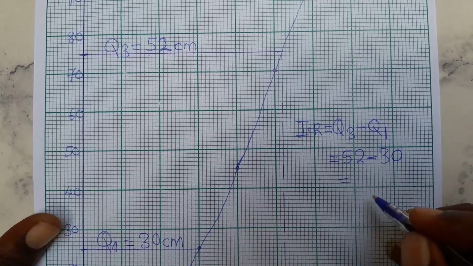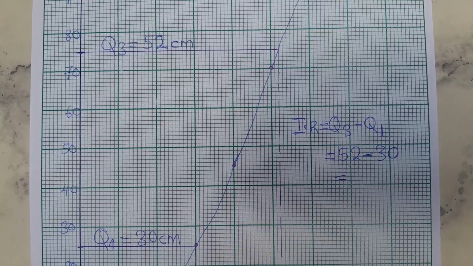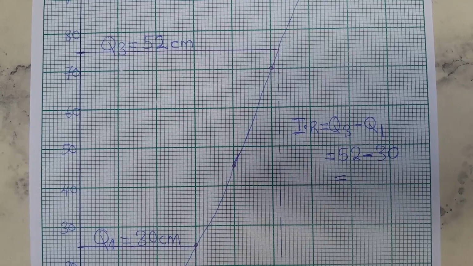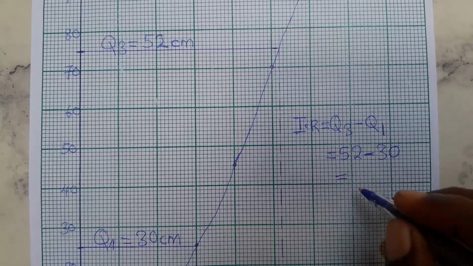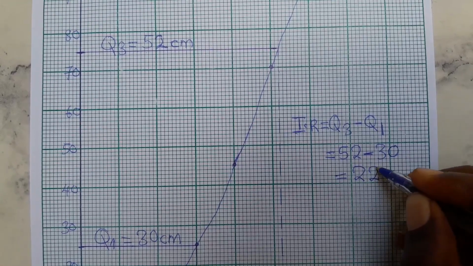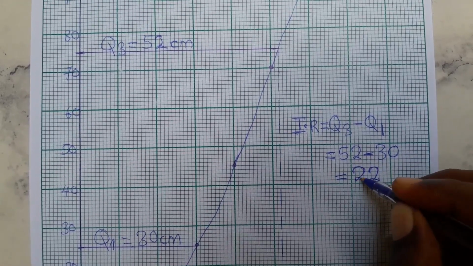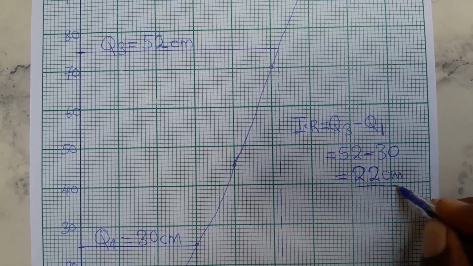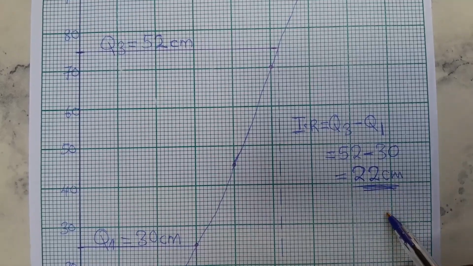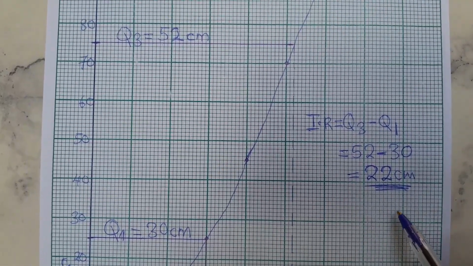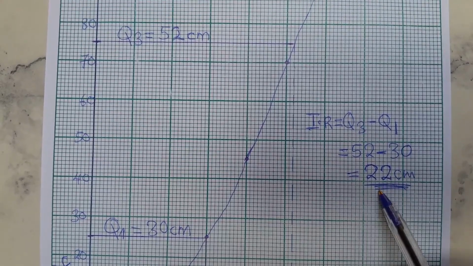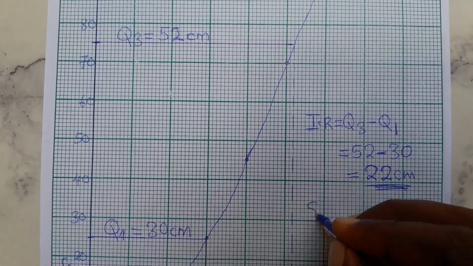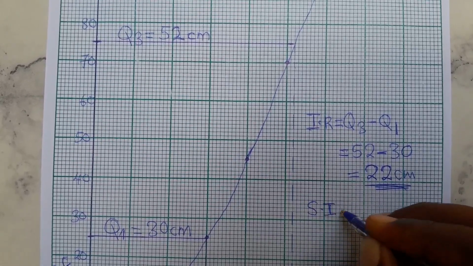When you subtract, what answer are you getting? 52 minus 30. 22. So you are getting 22. So this is what you're finding, 22. So this 22 centimeters is the interquartile range. If you were taught to find the interquartile range, you end here. But the question was saying, find the semi-interquartile range. I've told you that semi, you just do this.